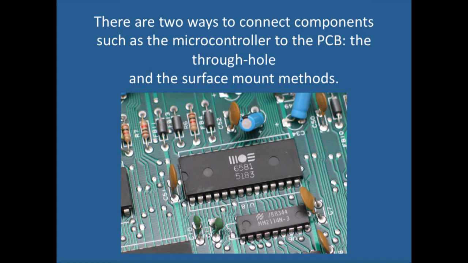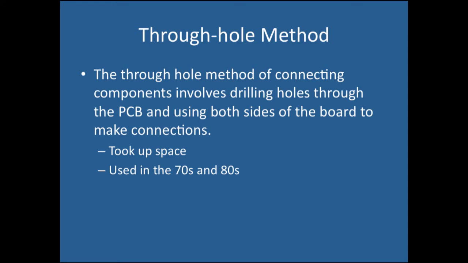There are two ways to attach electrical components such as a microcontroller to the PCB. That is the through-hole and surface mount methods. The through-hole method of connecting components involves drilling holes through the PCB and using both sides of the board to make connections. So you have a layer of conductive material on the top and bottom of the non-conductive material with a hole drilled in it that connects both sides. This was used more frequently during the 70s and 80s than now, but it took up too much space since one had to account for holes on both sides of the card to work. Also, this interfered with multi-layer PCBs, since there were multiple layers that all had holes in them.